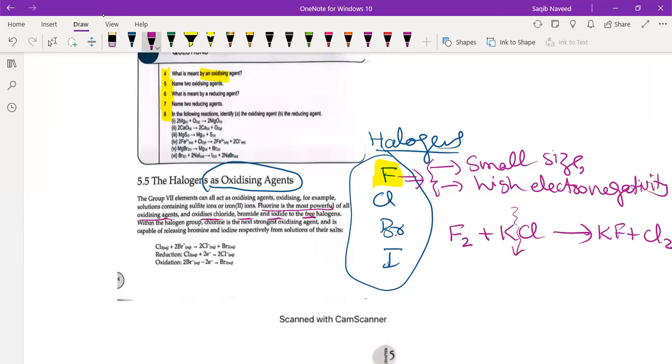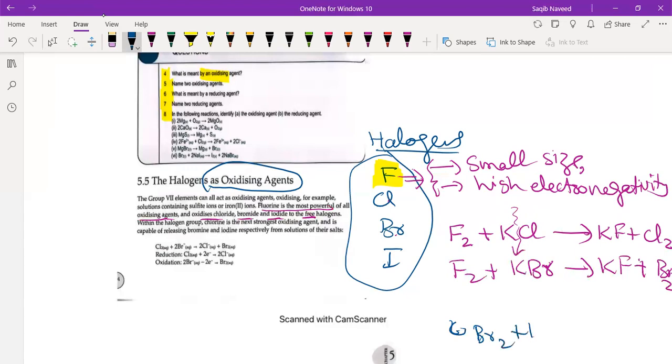Got it? So similarly, fluorine is such a strong agent that it can break the bond of all the compounds of the halogens below it. But what will happen? Let's see if I give you a task like this.